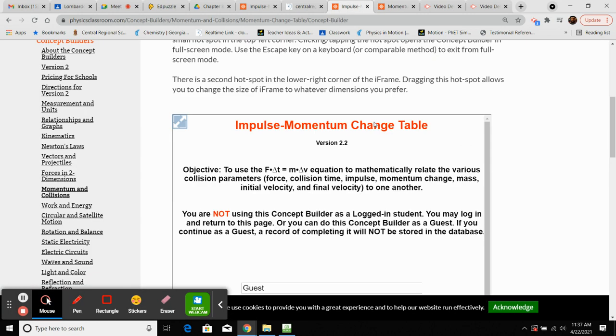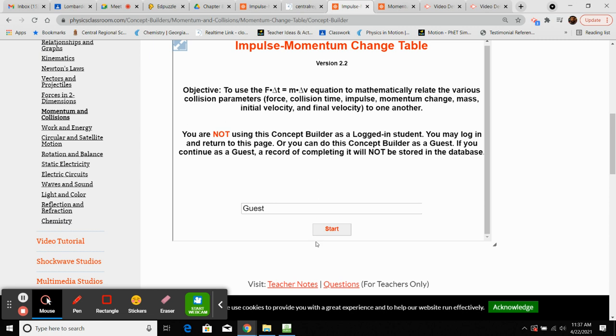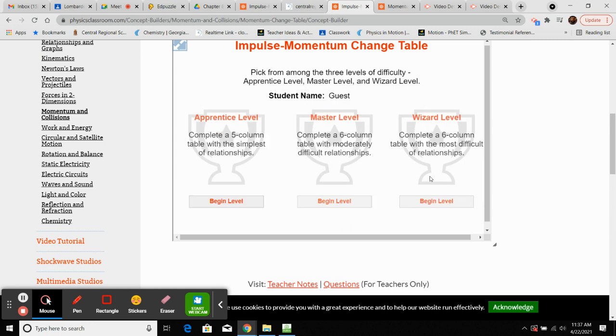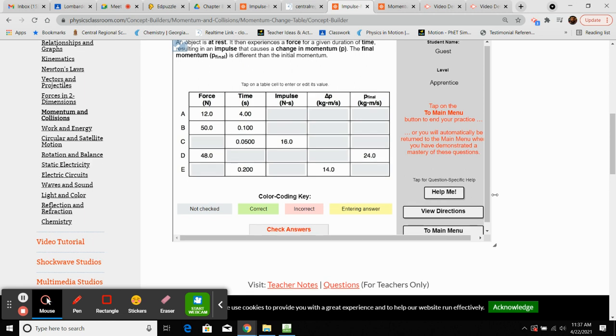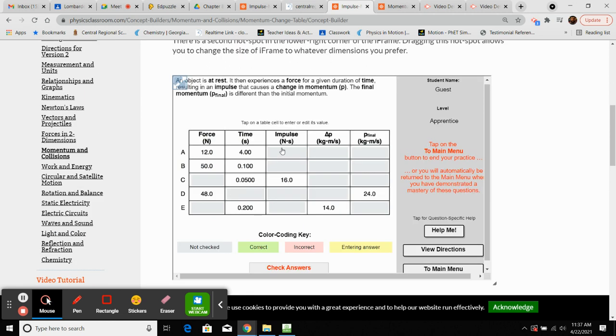And then the last thing is this dude here. Simplest relationships that we got. You have force and time, impulse, change of momentum, final momentum. They're telling us right off rip that the initial thing is at rest. If something is at rest, how much momentum does it have? 0, because mass times velocity. All right, so if it's not moving, it's at rest, 0.